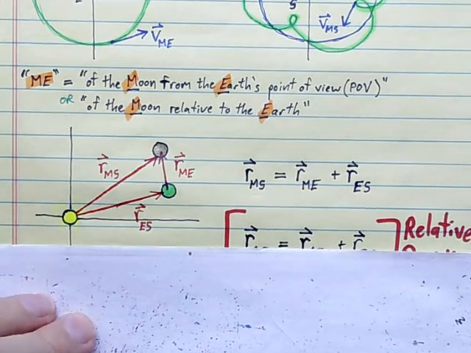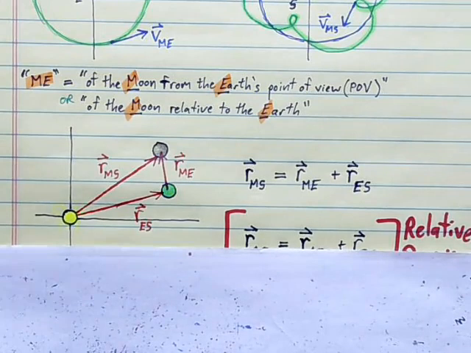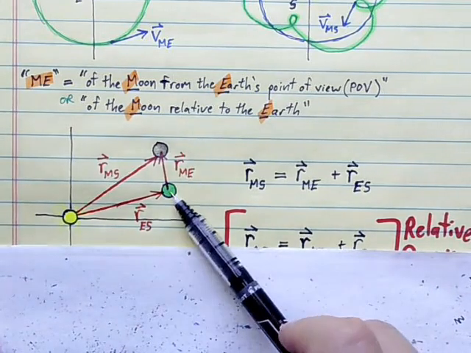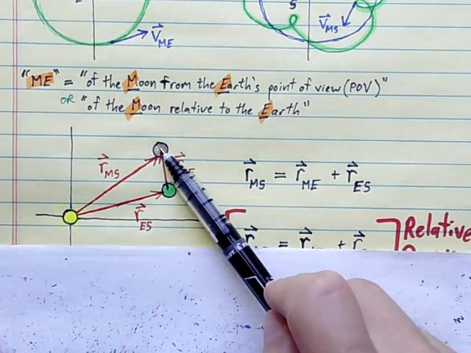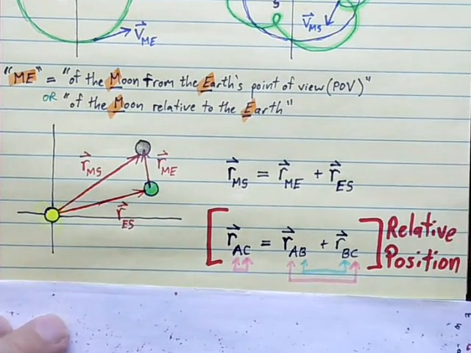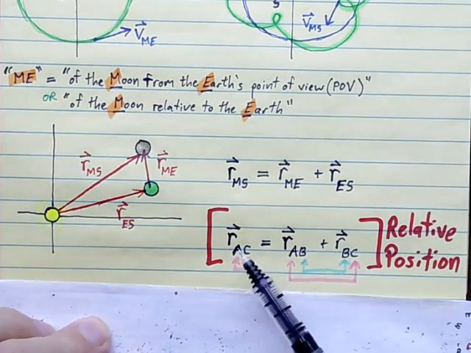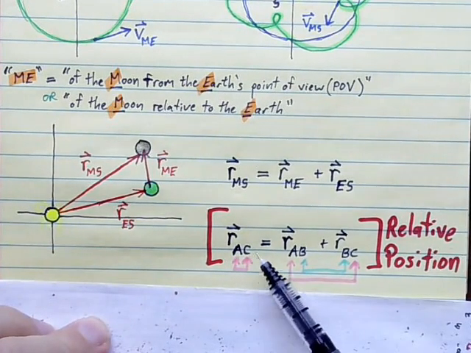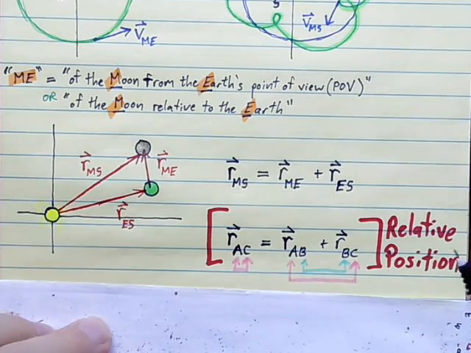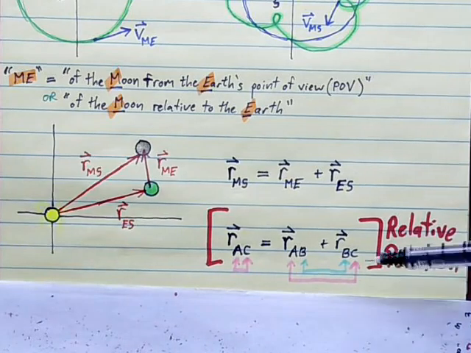So this is all in terms of the Earth, Moon, and Sun, but more generically, if we have three objects, A, B, and C, then we would write this as our general relative position equation. The position of A relative to C equals the position of A relative to B plus the position of B relative to C. So that's a lot of subscripts to keep straight.